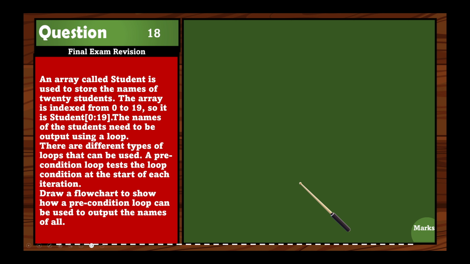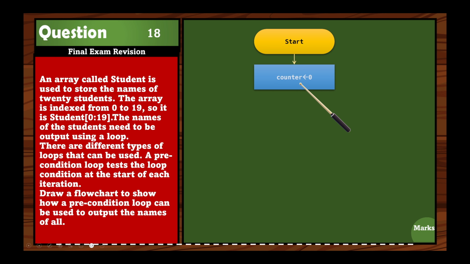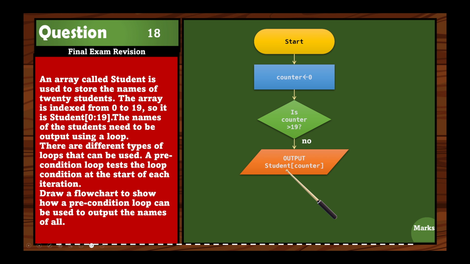Okay, so let's see how we can do that. So we start this one. Start the flowchart and then we set the counter to 0. And then we check if counter is greater than 19. So this condition is true or false, right? The counter is greater than 19 is no, right? And if it's no, then we output student counter. Counter is 0, so 0 will output the first element from the array student. And then we set the counter equal to counter plus 1. We are just adding 1 to the counter, or incrementing the counter by 1.